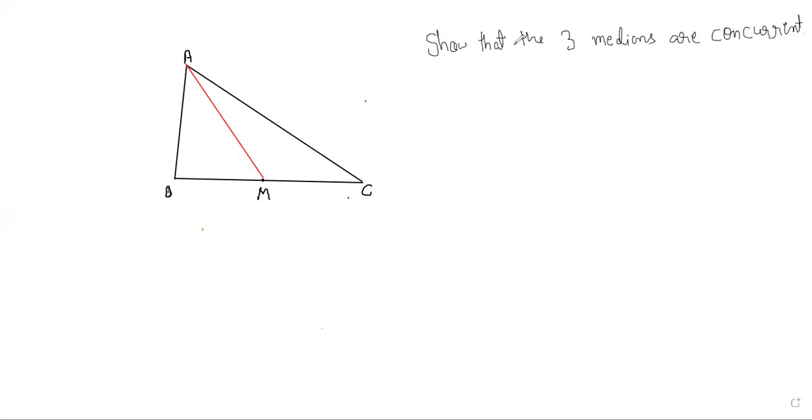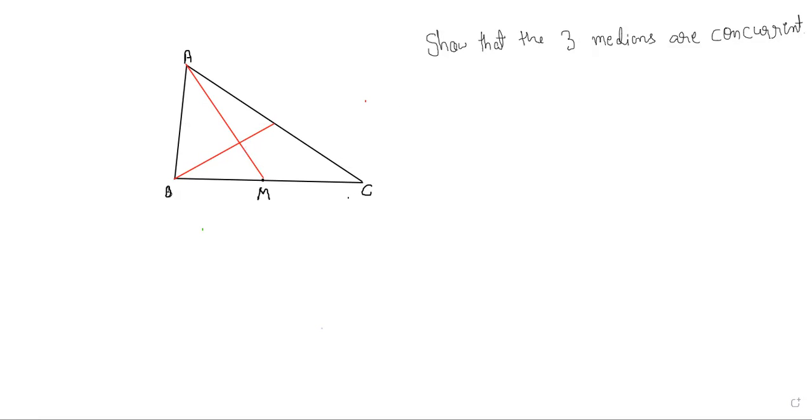So to show that three medians are passing through the same point, we first take two of the medians. I'm just going to elaborate on what Ishana has said. So you take two of the medians. Now you want to show that the third median passes through this point only.